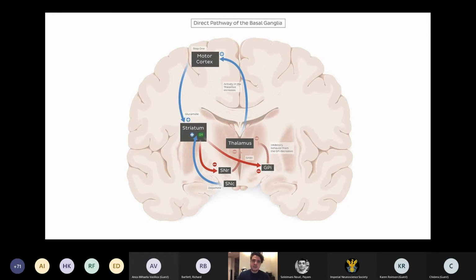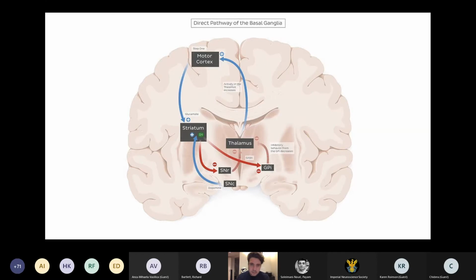Okay, so let's start with the direct pathway. If we remember back to that slide earlier, the direct pathway is to disinhibit the thalamus, i.e. to stop the thalamus from being inhibited and to give us a motor output. So the direct aims to move. This is the kind of pathway that you're thinking about if you reach to pick up a pen. This is the kind of pathway that comes into play if you're going to run. If you're continuing to run, this pathway is constantly on.